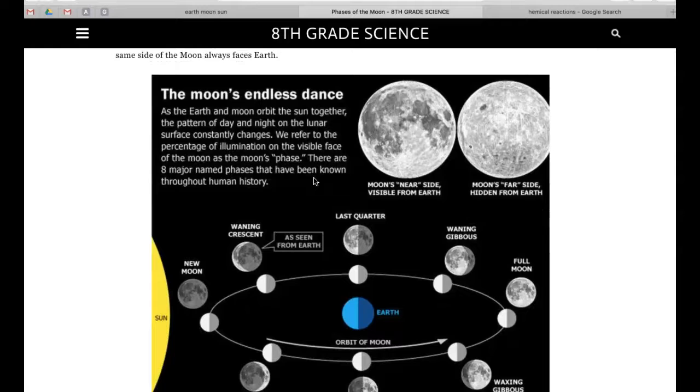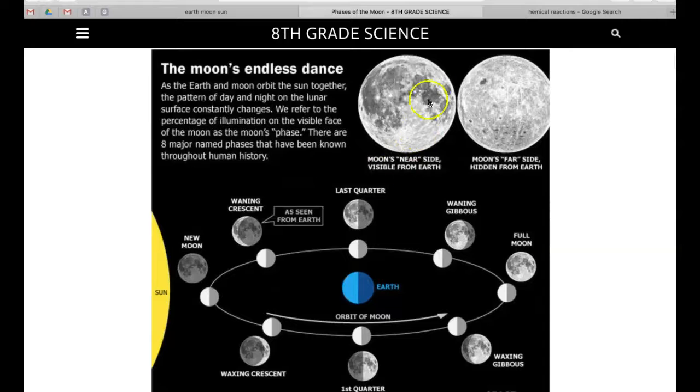As the Earth and moon orbit the sun together, the pattern of day and night on the lunar surface constantly changes. We refer to the percentage of illumination on the visible face of the moon as the moon's phase. Again, how much of the moon is visible from the Earth is referred to as the moon's phase. There are 8 major named phases that have been known throughout human history. So this is the side that we always see, and this is the side that we can only see because of satellites and stuff like that.